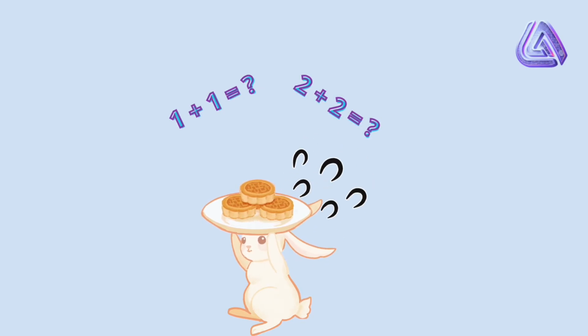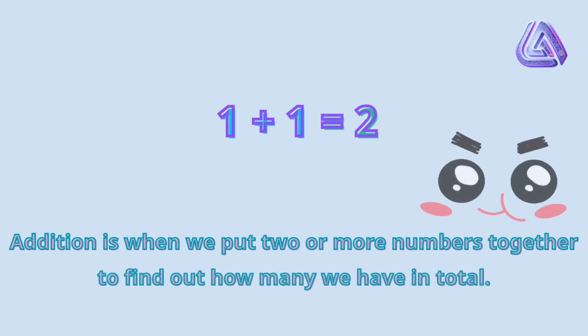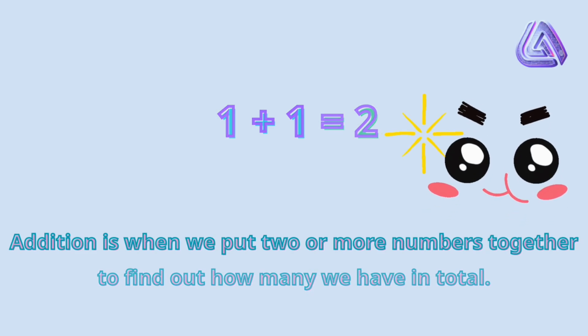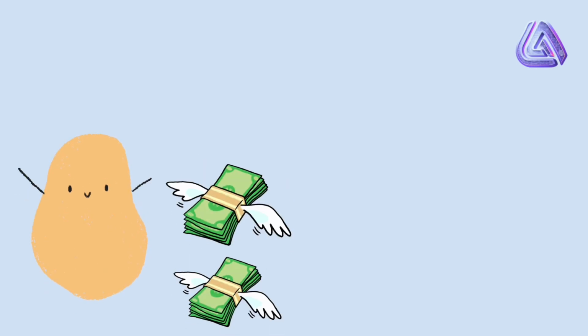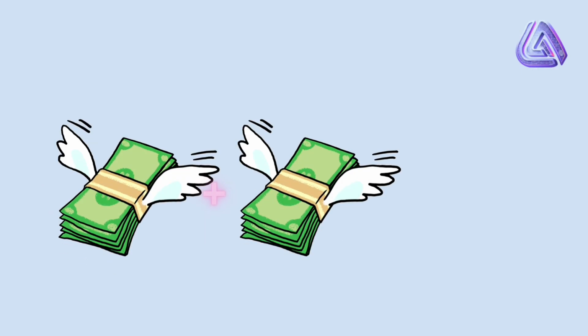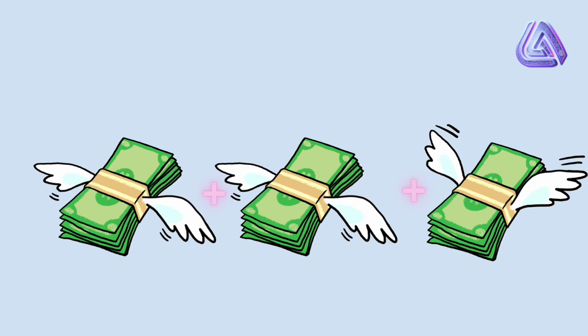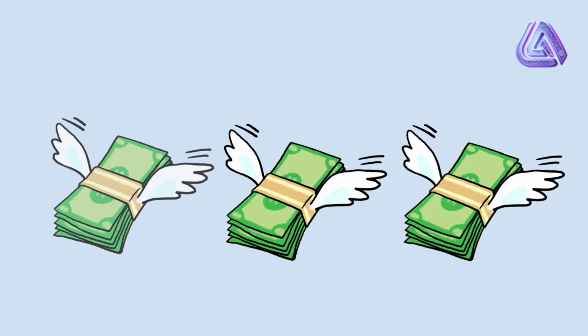That's called addition. Addition is when we put two or more numbers together to find out how many we have in total. For example, Mr. Potato has £2 and he gets £1 more. How much now? To find out how many pounds Mr. Potato has, we add the £2 he already has to the £1 he gets. So, Mr. Potato has £3 altogether.